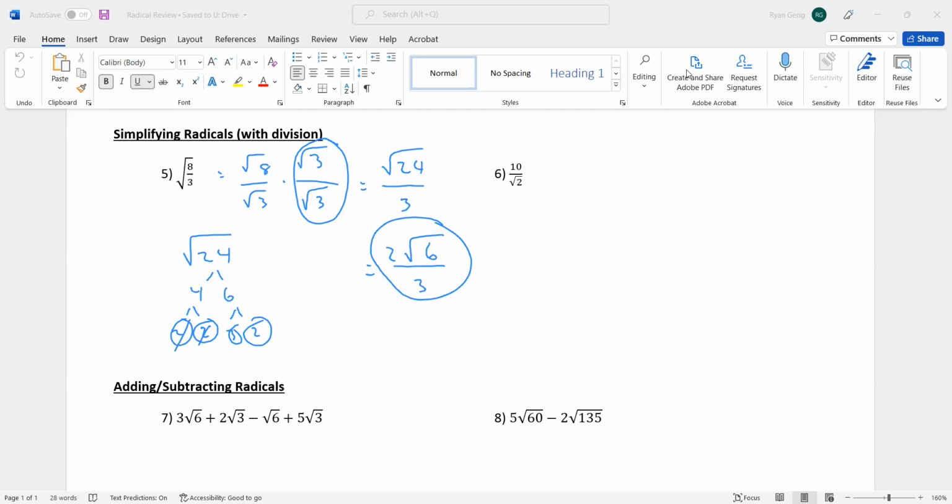If you want to check, type square root of 8 divided by 3 in your calculator. You'll get a decimal, and then do the same thing. Do 2 radical 6 divided by 3. You should get the same decimal.